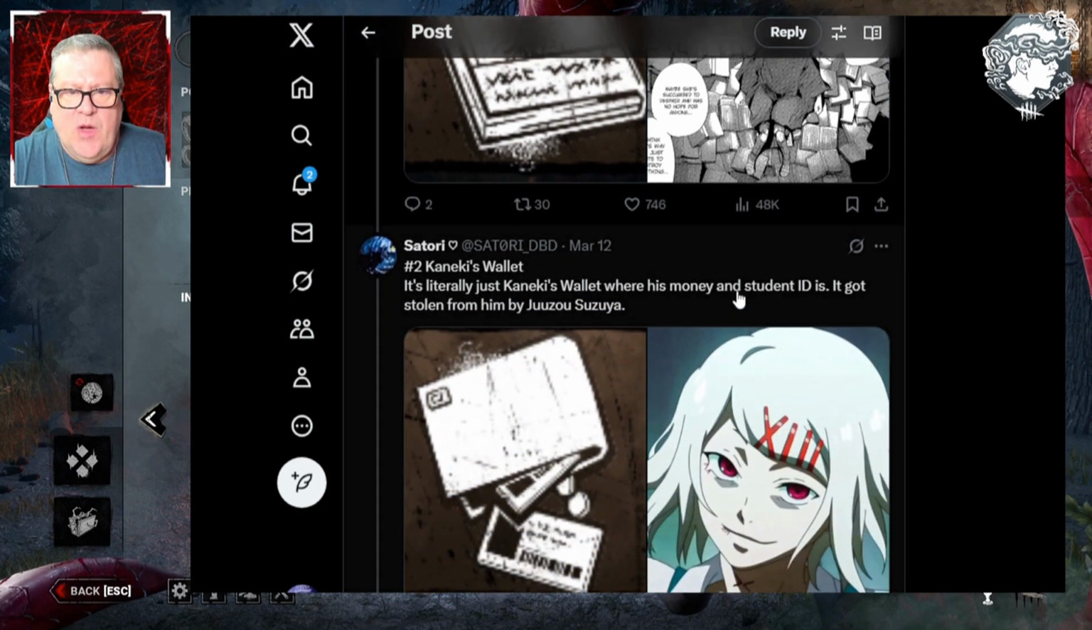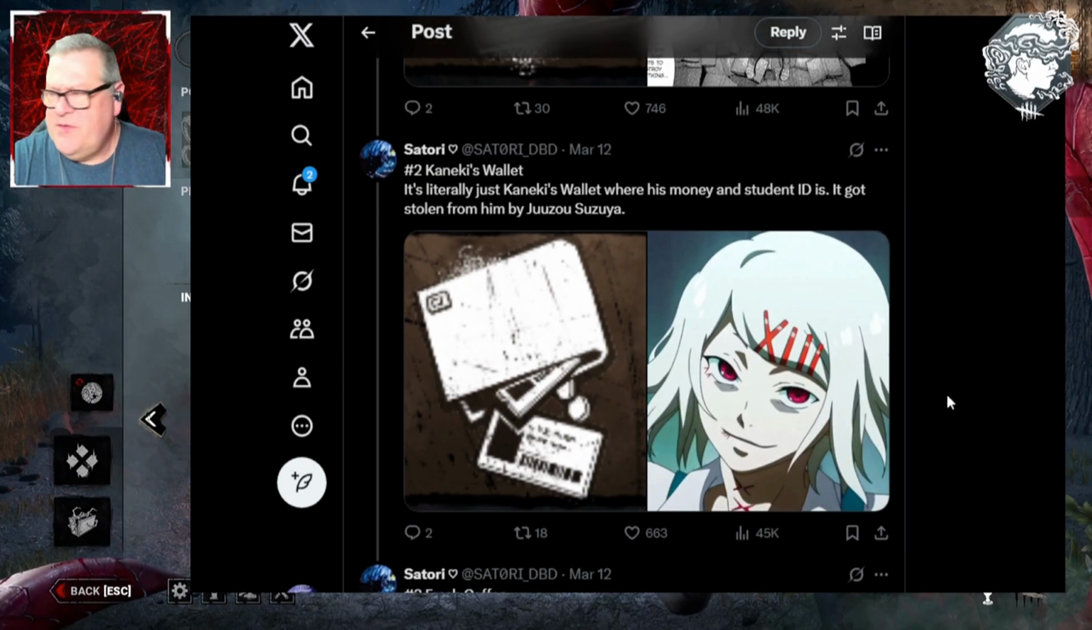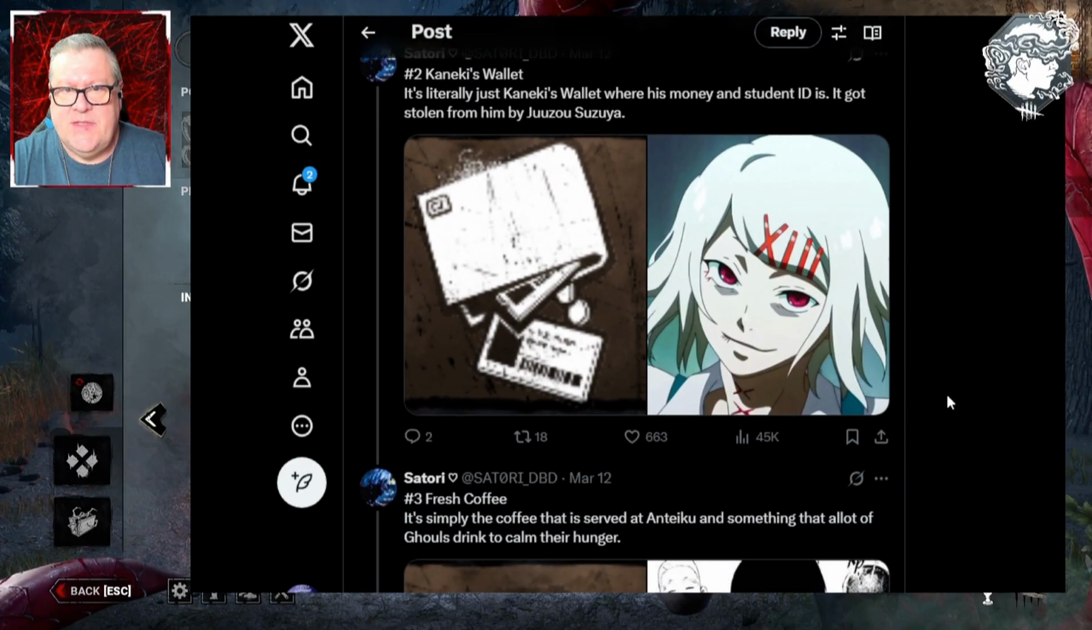Number 2, Kaneki's wallet. It's literally just Kaneki's wallet, where his money and student ID is. It got stolen from him by Yuzu Suzuya. I've seen some people call this character Stitches. They're part of the CCG.